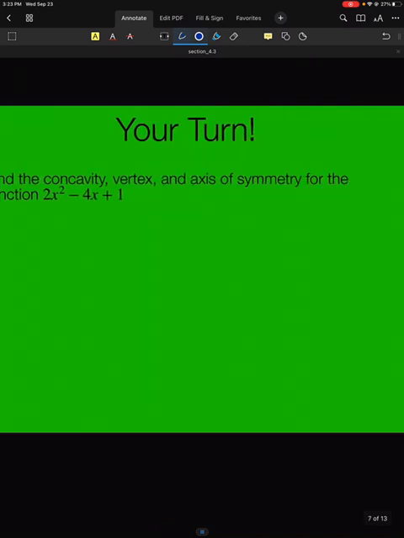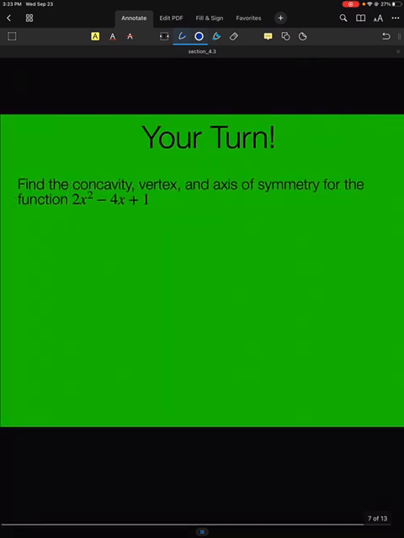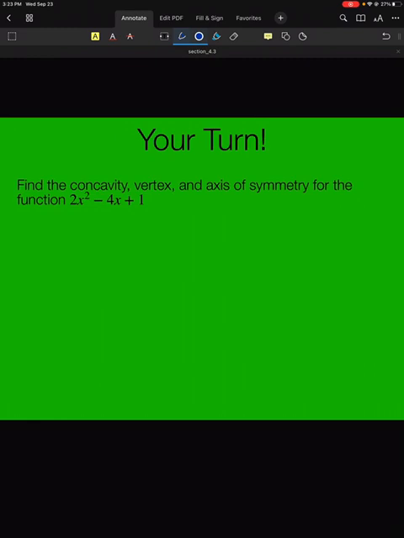And so for our first your turn, sorry, I need to zoom out a little bit. I want you to find the concavity, vertex, and axis of symmetry for the function 2x squared minus 4x plus 1.